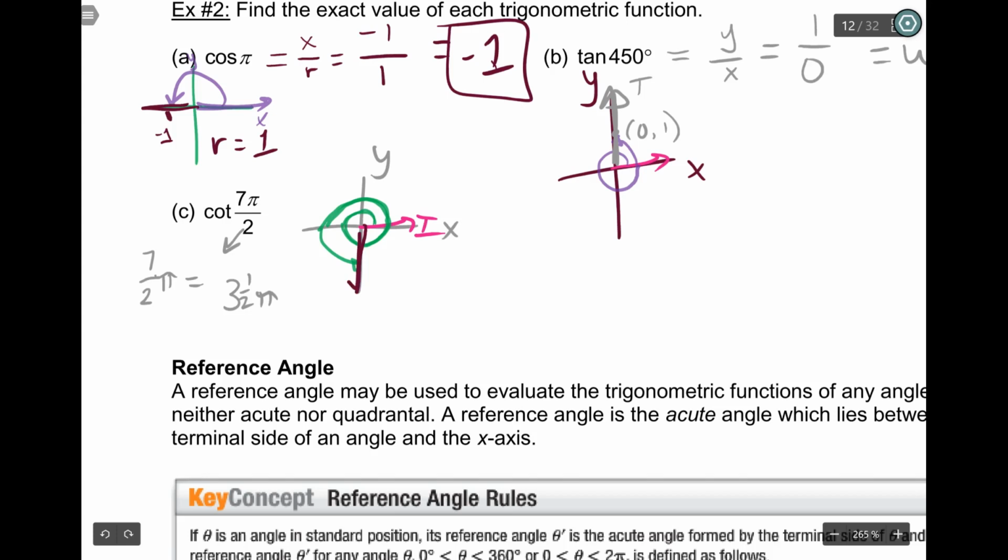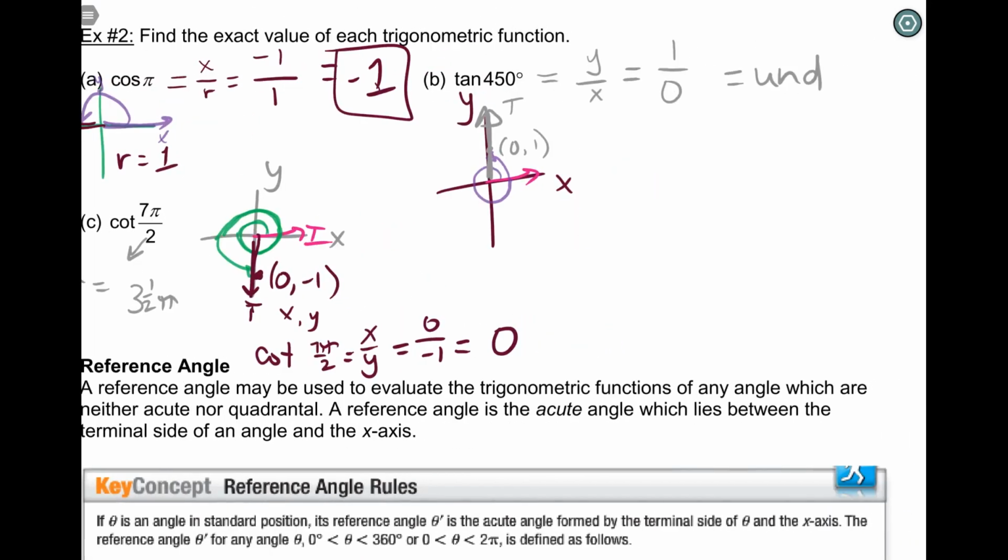So this is my terminal side. So I am at a position of negative 1, 0. No, wait. Sorry, x, then y. So I'm at 0, negative 1. X, then y. All right, so cotangent of 7 pi over 2. So cotangent is going to be x over y. So my x value is 0, my y is negative 1. So it's going to be equal to 0.